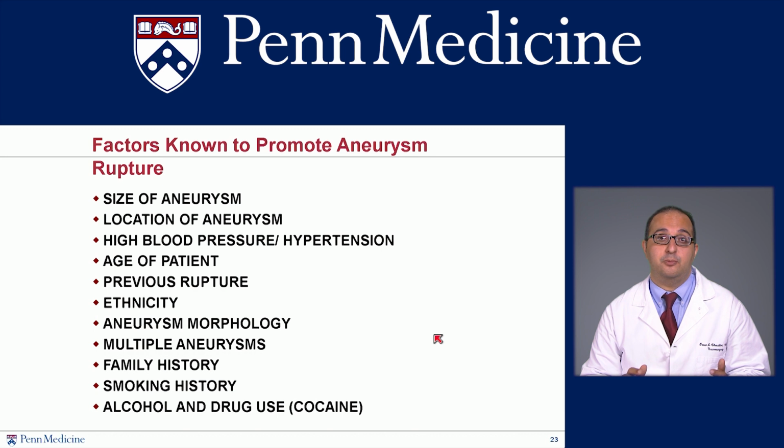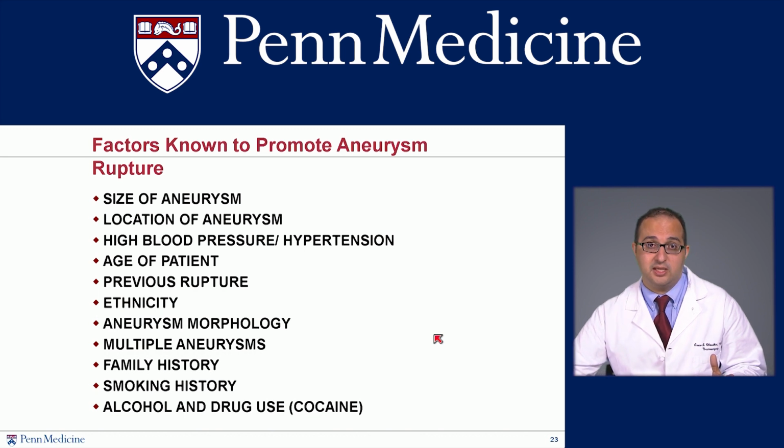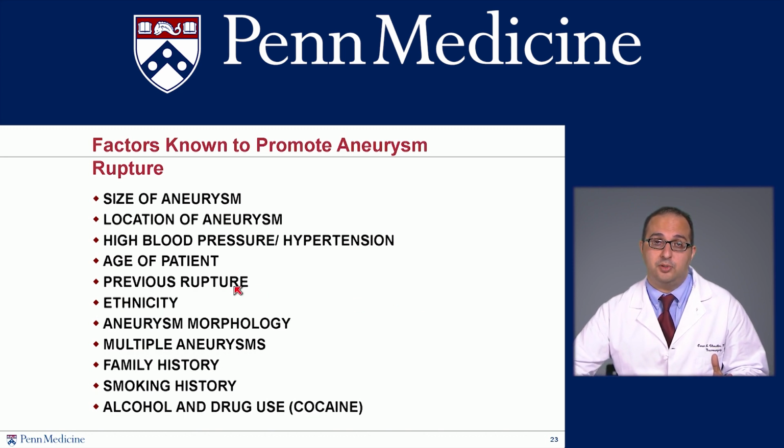People who have high blood pressure are at a higher risk of aneurysm rupture. Patients with an age more than 70 years are at a higher risk of aneurysm rupture. And someone who has had multiple aneurysms, having one aneurysm burst can put the other aneurysms at a higher risk of bursting. Some studies have shown that people from Japan and Finland and from the African American populations have a higher risk of aneurysm rupture.